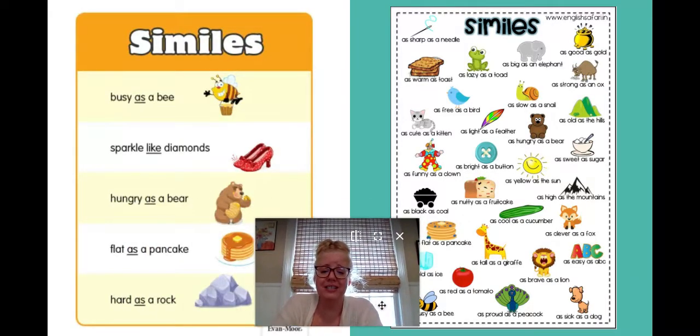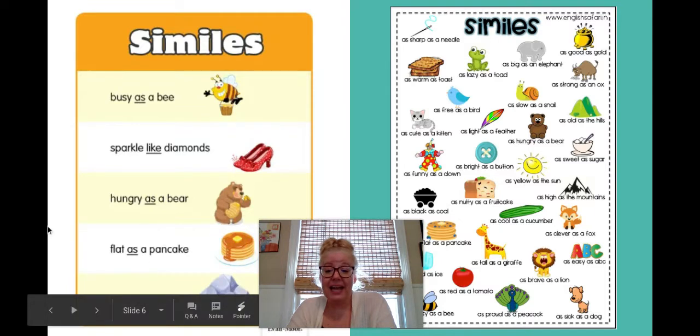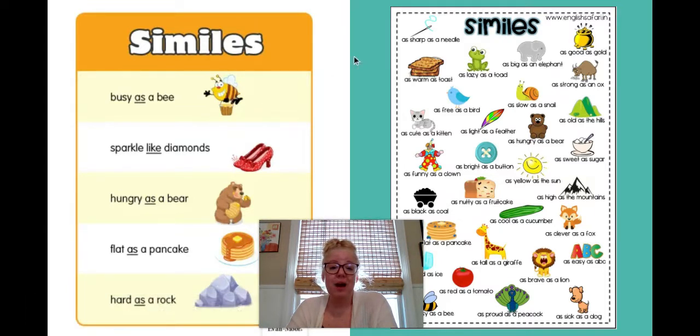And here are just some common similes that I found. As busy as a bee, as hungry as a bear, flat as a pancake, hard as a rock. Some other cute ones were, as cool as a cucumber, as clever as a fox, right? As sweet as sugar. So you're comparing things and saying that they're alike using either the word like or the word as.